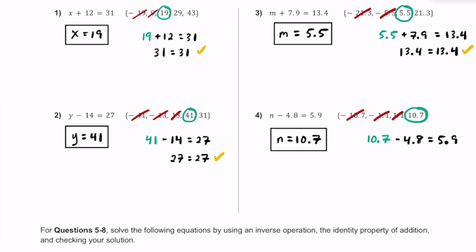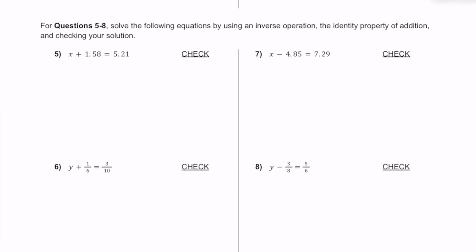So this does make sense, even though we kind of knew from the other ones not working, but we just verified here that since the two expressions equal each other, then n does equal this 10.7 that we found out. All right, let's try questions 5 through 8. Here we're going to be solving these equations using an inverse operation. Then we'll use the identity property of addition, and then we have to check our solution to make sure we are correct.